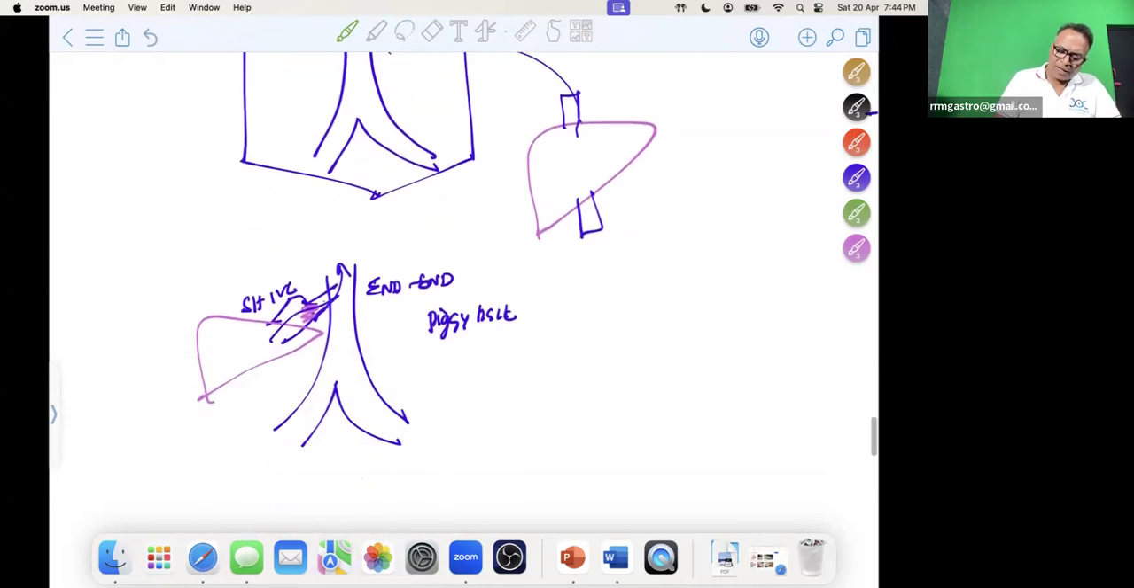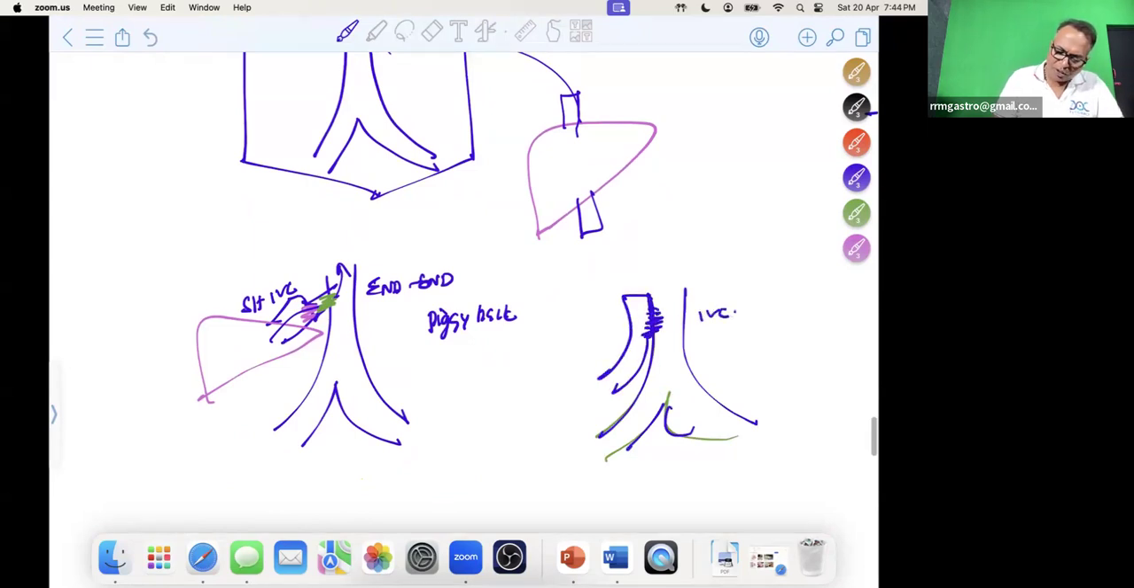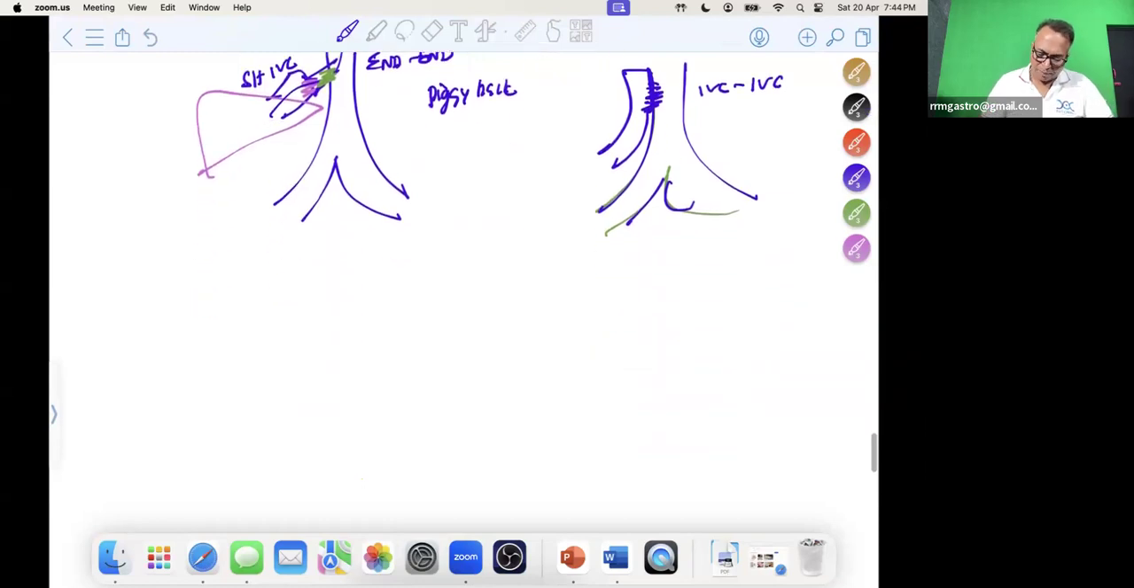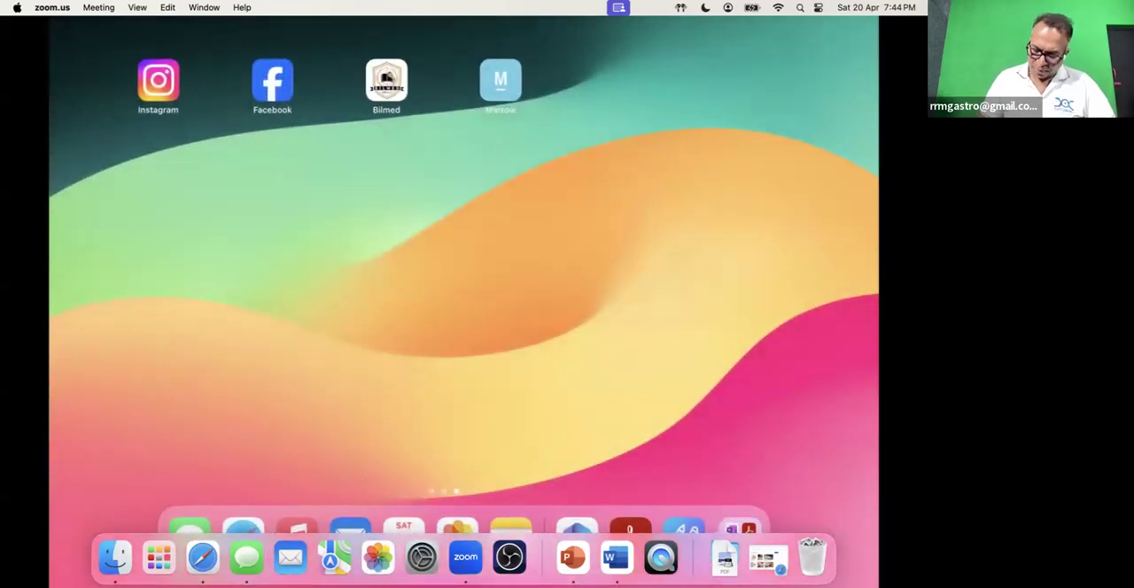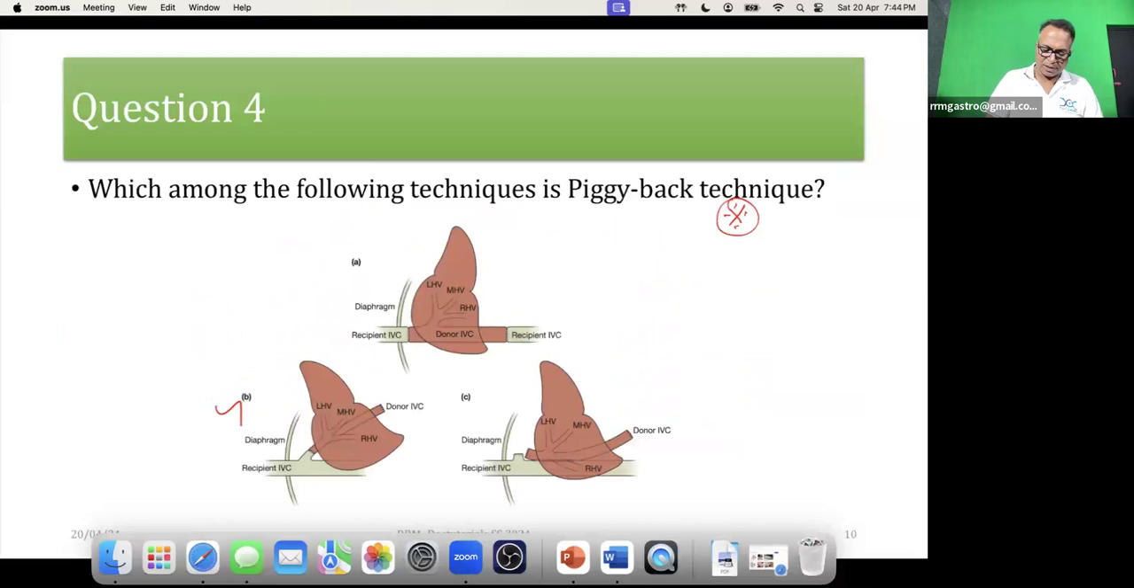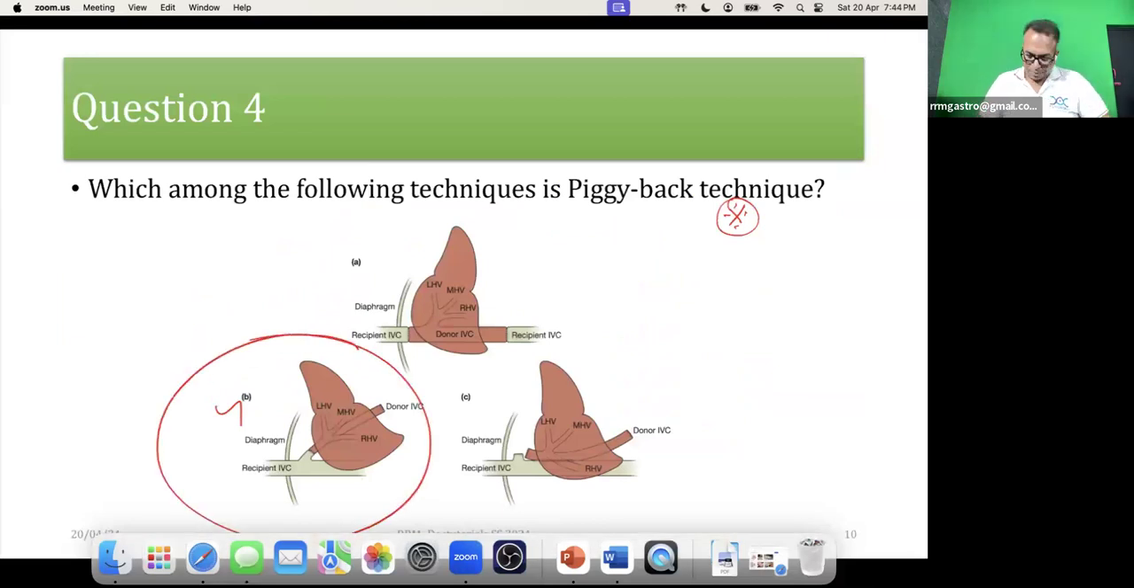So this can be done either as an end-to-end, or I can also do as a side-to-side. Side-to-side is also an option available, but it is not called piggyback. Side-to-side IVC, IVC to IVC, side-to-side can also be done in this procedure. So please remember, this is a very important topic. Don't forget this. This is the piggyback operation. This is side-to-side, side-to-side. This is the classical.